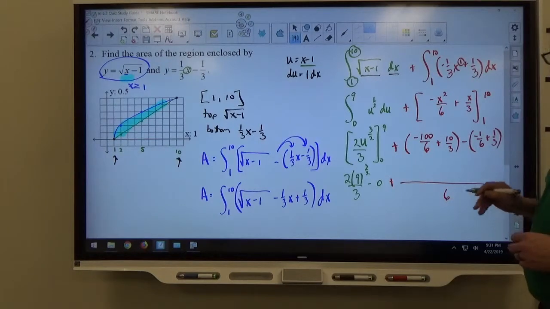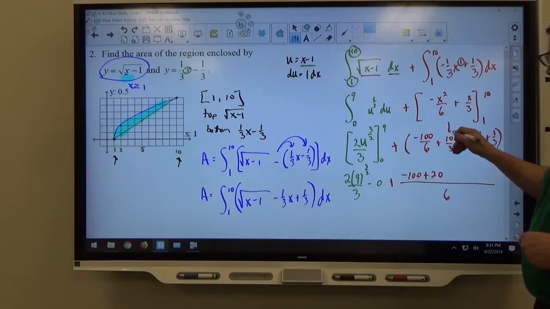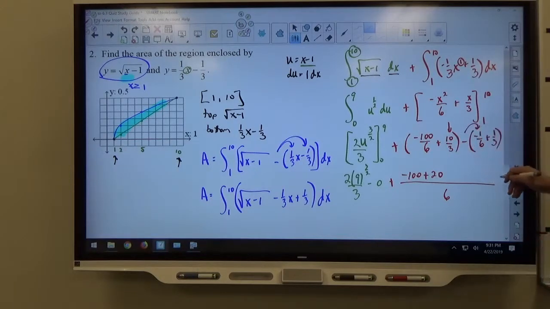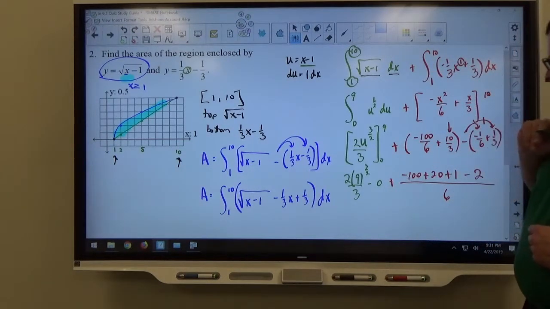I get a common denominator 6 over here. I get minus 100 plus 20, so I double both things there. Minus distributes through, becomes positive, and that's already 1 over 6, so it's 1 over 6 still. This becomes negative, and I have to double everything, so 2.